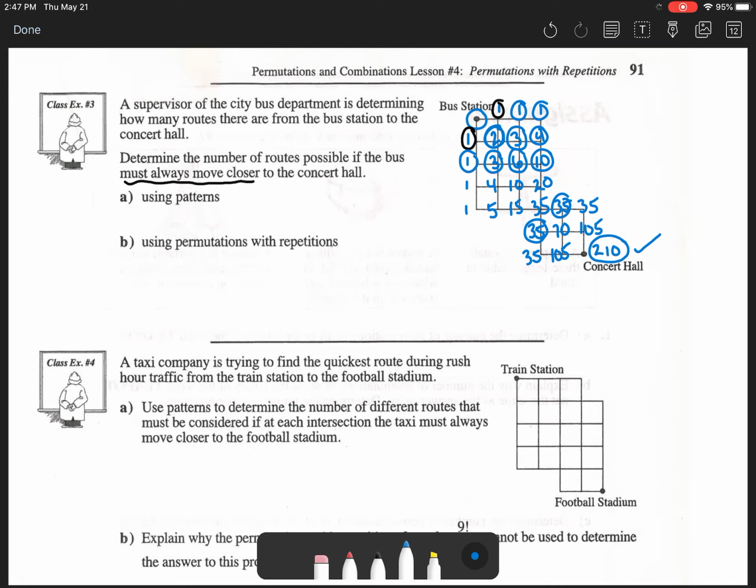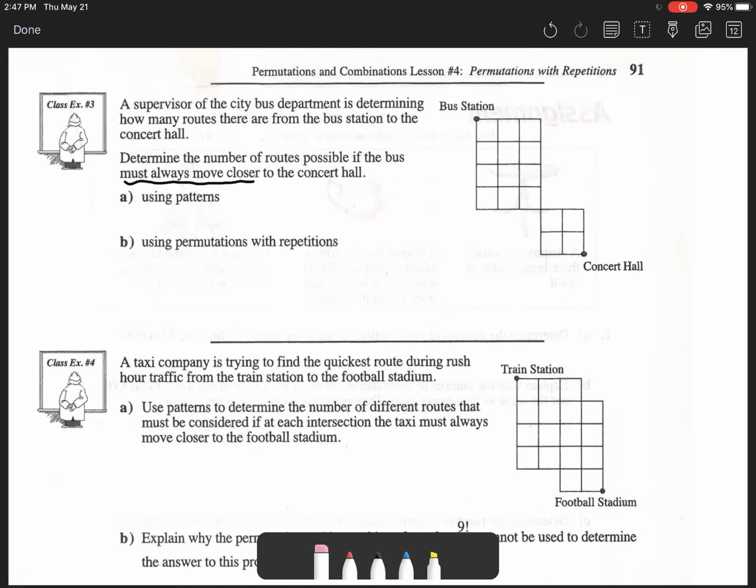Now, using permutations with repetitions. I just have to get rid of this for now so that I can show you. I have two separate voyages to get to the concert hall. I have the bus station to the red dot, and then the red dot to the concert hall. I have two separate grids that meet at that corner. So I'm going to do the bus station grid here in a red calculation, and then I will do the concert hall in blue. And I'll tell you what we do with those two calculations.